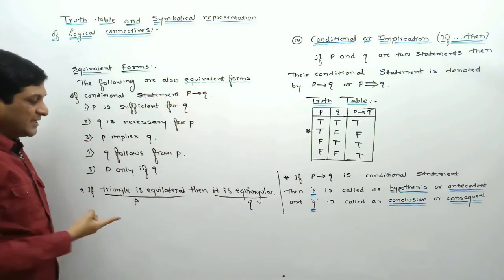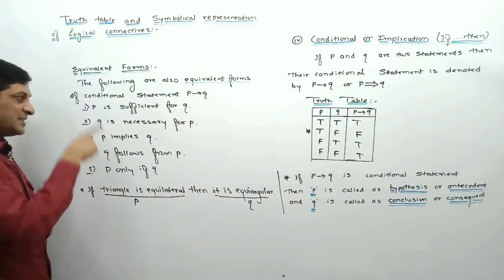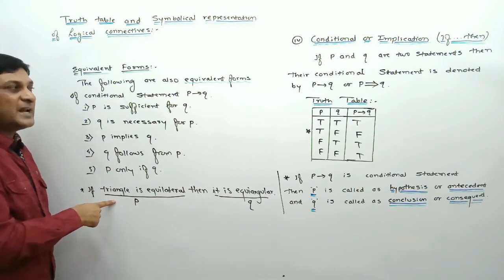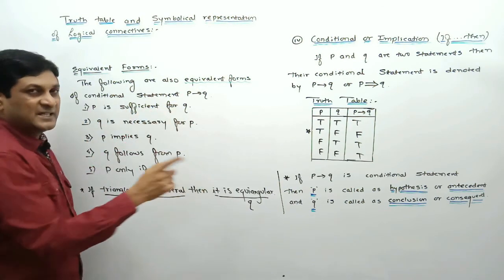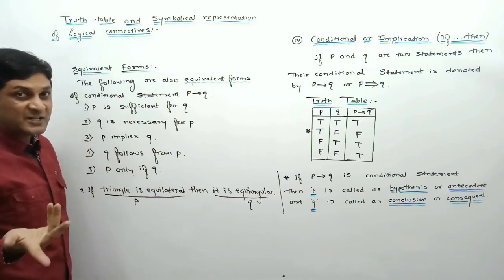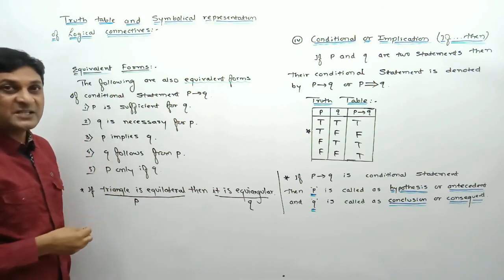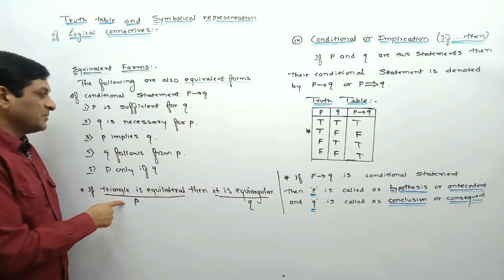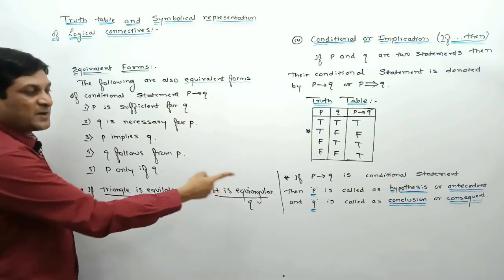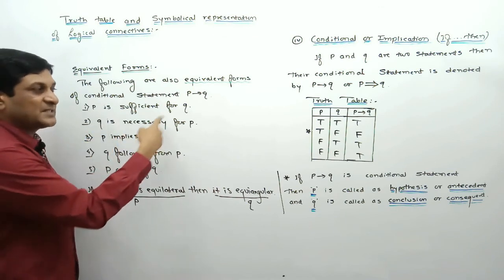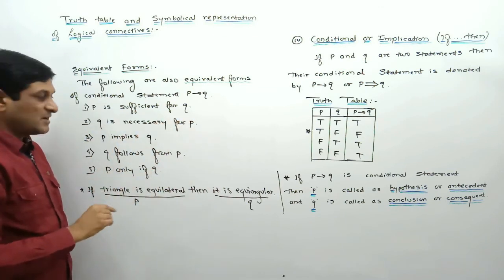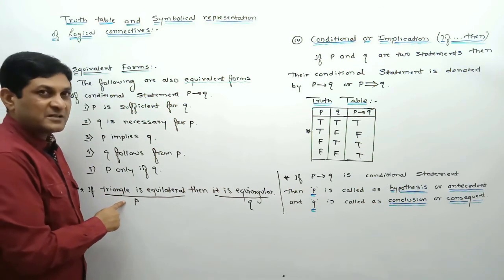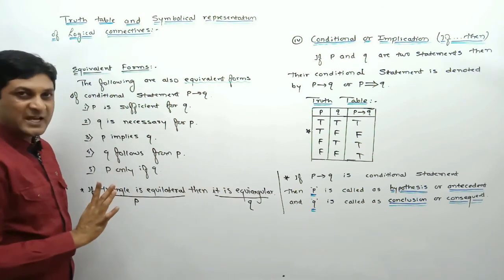P implies Q. So this statement can also be written as P is sufficient for Q, meaning triangle is equilateral is sufficient for triangle is equiangular. Meaning does not change. That's why these are called equivalent forms of this conditional statement. Again, this statement can be written as Q is necessary for P: triangle is equiangular is necessary for triangle is equilateral. So P implies Q means triangle is equilateral implies that it is equiangular.